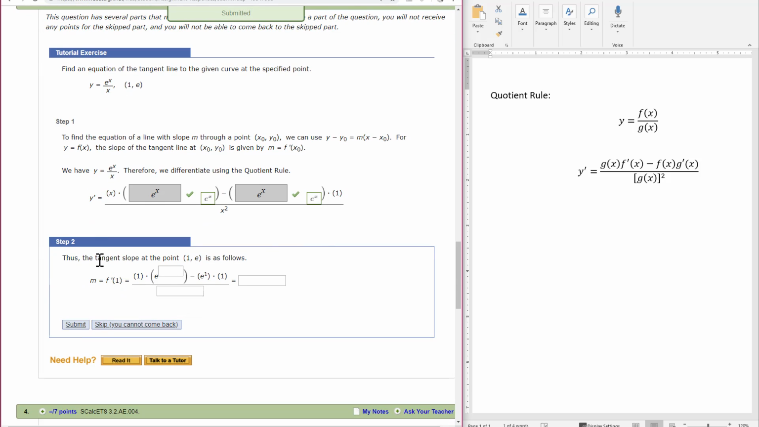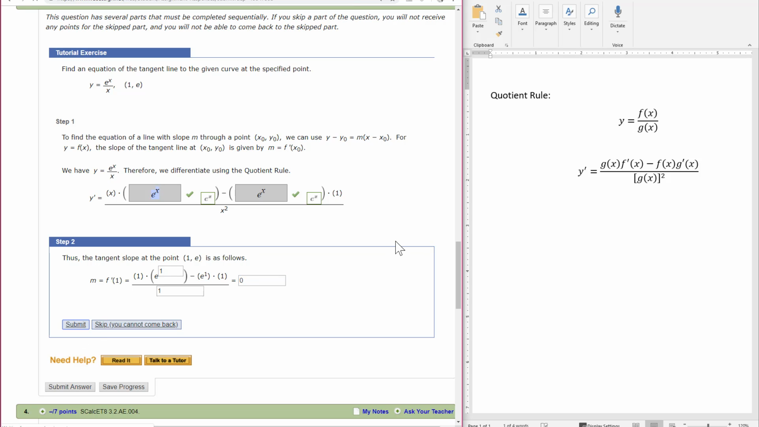So now that we have that, we want to put in the x value of 1 into our derivative function. So we put 1 in for x, and we put 1 in for x here, and e to the x. And then we have e to the 1 times 1, and then 1 squared. We could put 1 squared here, but 1 squared is equal to 1. So there we have it. We have an e minus e all over 1. So I think that's going to give us a 0. e minus e is equal to 0.